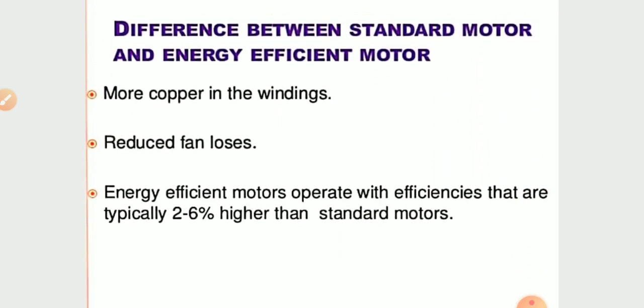Now, the difference between the standard motor and the energy efficient motor. Energy efficient motors operate with efficiency that is typically 2.6 higher than the standard motor. So we can say the efficiency of the energy efficient motor is higher than the standard motor, and it reduces the losses, and has more copper in the winding.